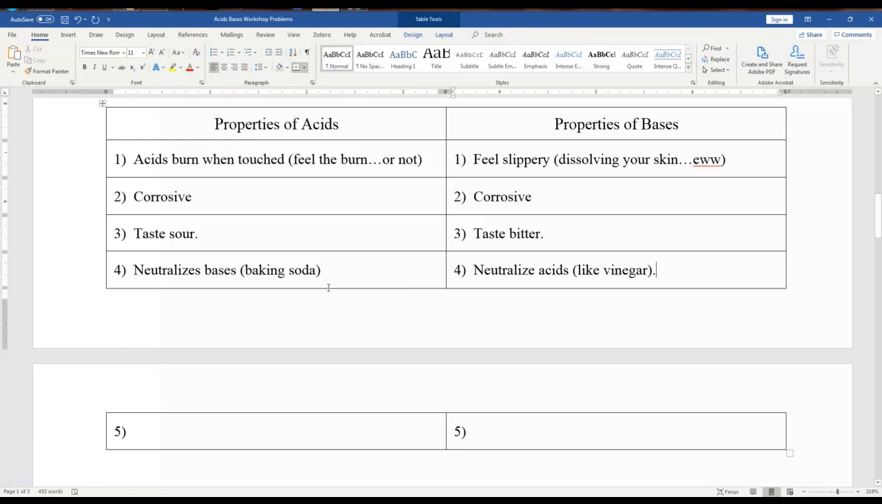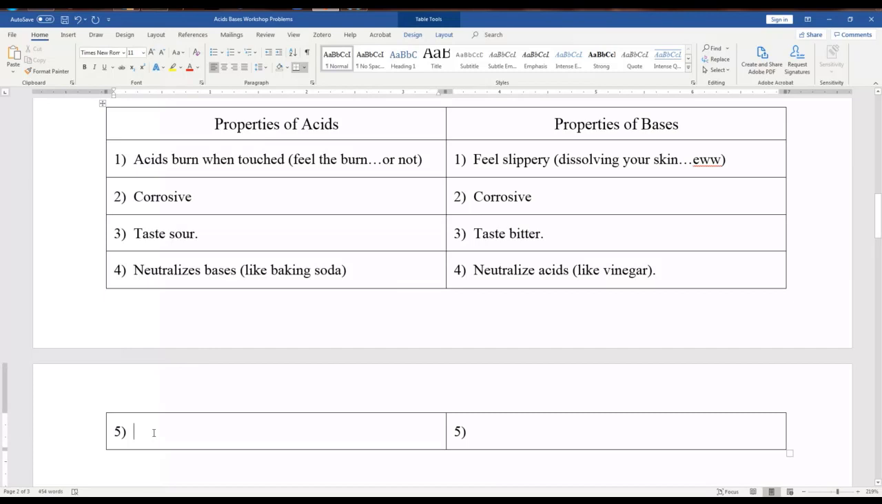Is baking soda an acid? No, baking soda is a base. What about vinegar? It's an acid. It neutralizes a base like baking soda. Baking soda neutralizes an acid like vinegar.